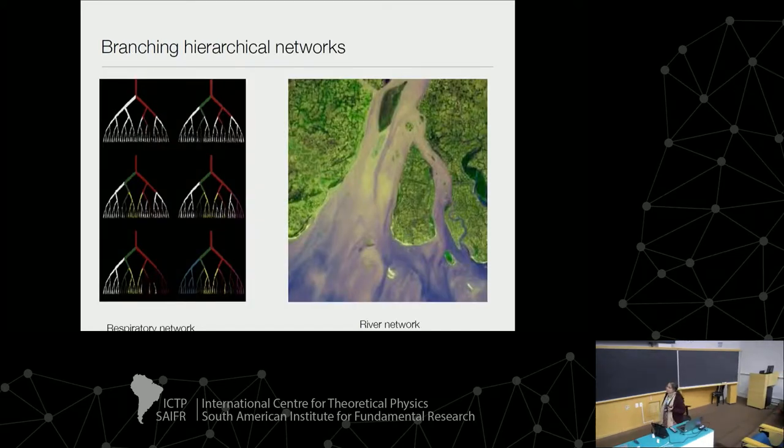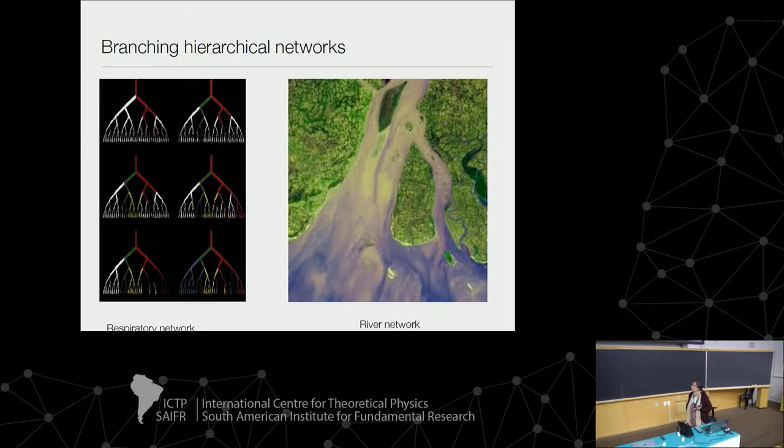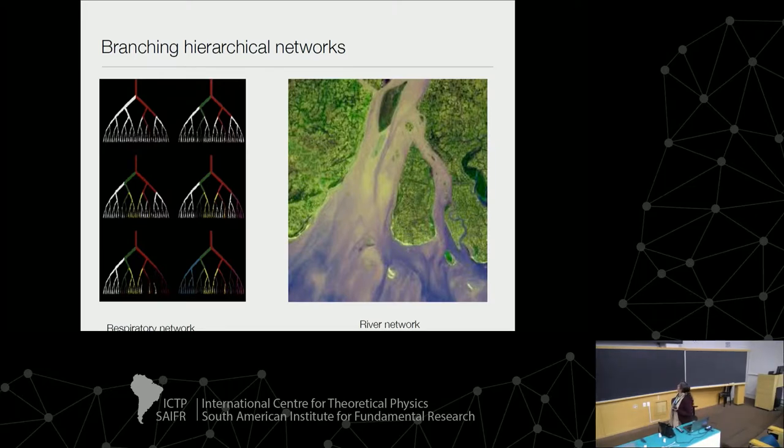So first, the branching hierarchical networks. Here are two pictures of branching hierarchical networks. The left network is an obvious one: the respiratory network. The top vertical line is the trachea. It branches off, and it branches off still further, and as you know, the alveoli get smaller and smaller. That's an example of a branching network. On the right, there are branching networks in physiological and natural systems. You see a river network, the river Boolean, which is the best example of a branching network.